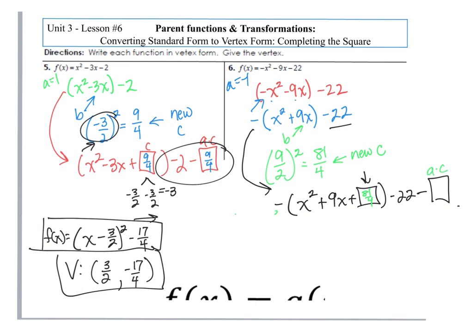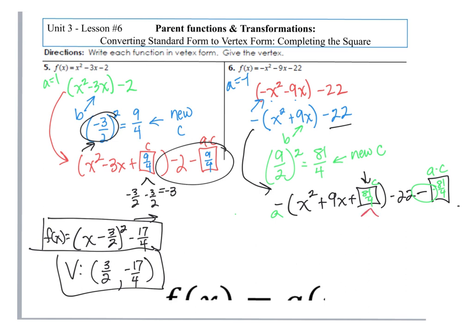So we are going to, a is -1 and c is 81/4. So we get a negative 81/4. So we've got this double negative thing happening here. Okay, it doesn't really slow us up too much. We're going to factor what's inside the parentheses.